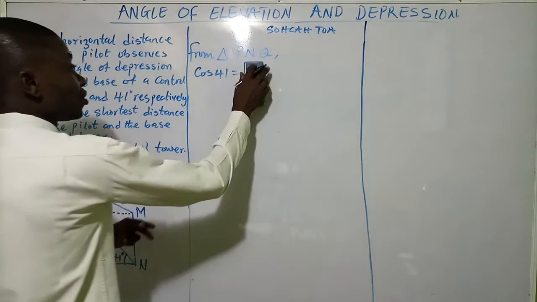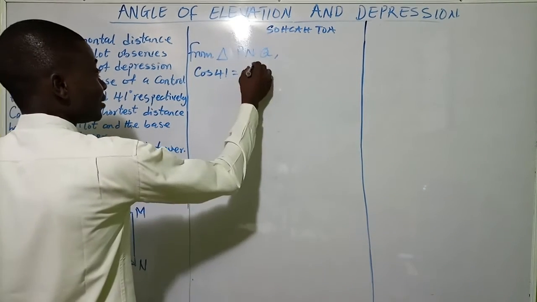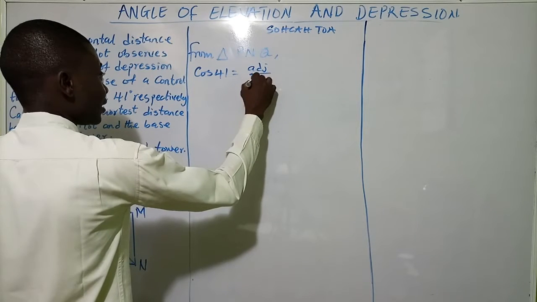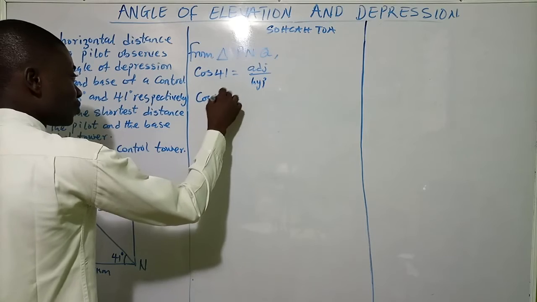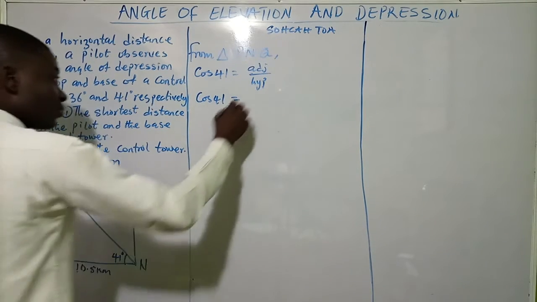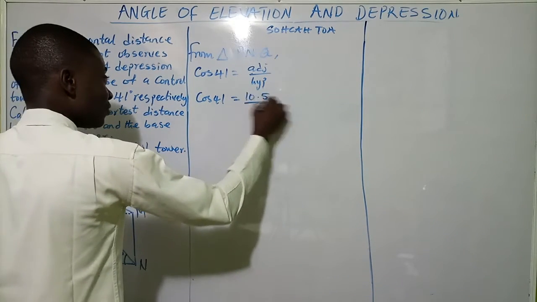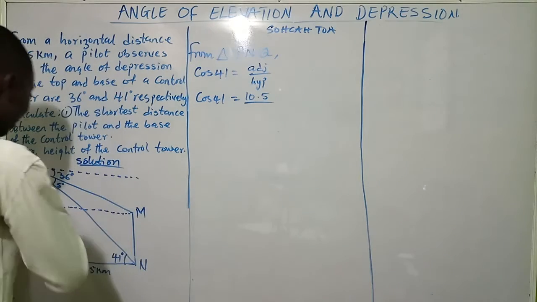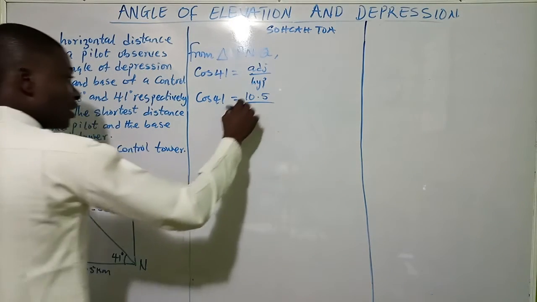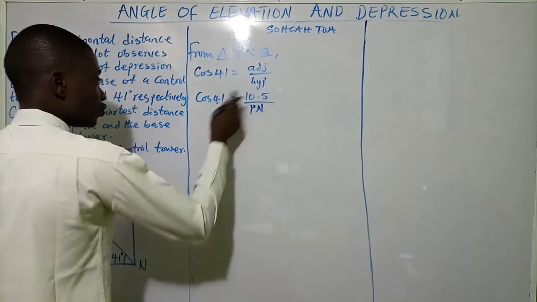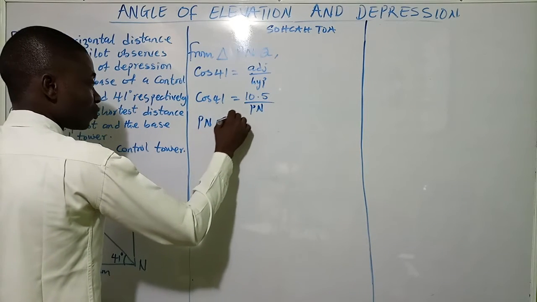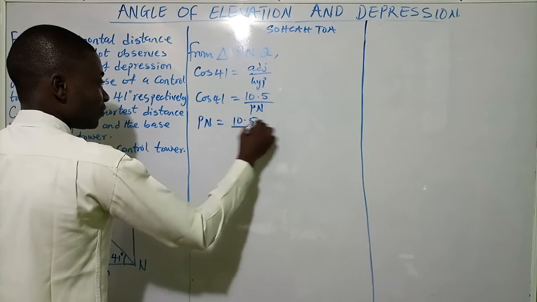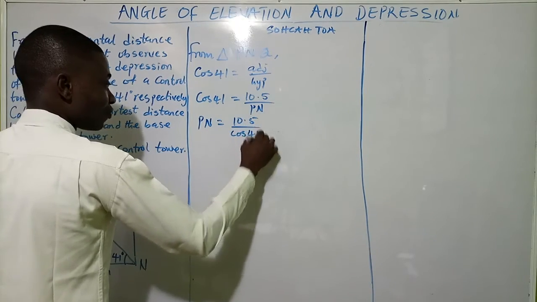Sorry, cos is what? Adjacent over what? Hypotenuse. So that is cos 41 equals the adjacent, now 10.5, over the hypotenuse, that is the shortest distance, which is PN. So you cross multiply here. If I cross multiply, PN is equal to 10.5 divided by cos 41.